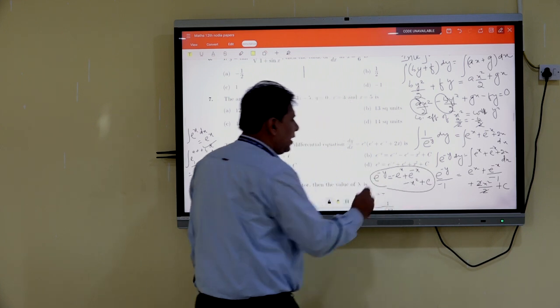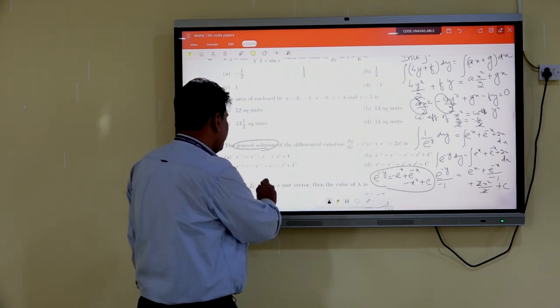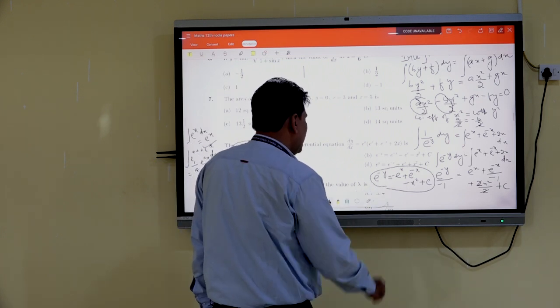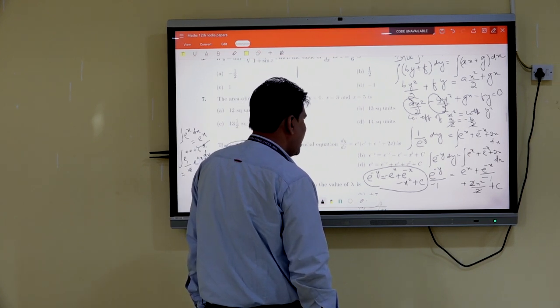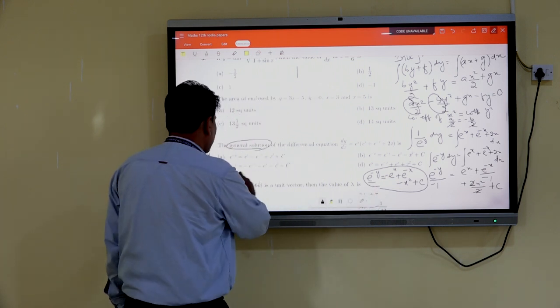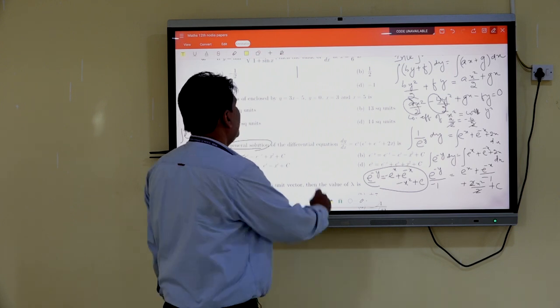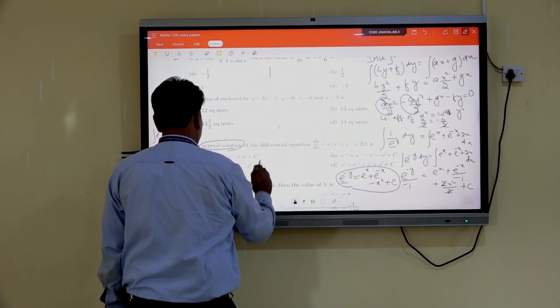See, which option is correct? Minus e to the power x plus e to the power minus x minus x square plus c. The answer is not D. e to the power minus y equal to minus, this is the answer. Answer is C. Okay. Then let's go to the previous question.